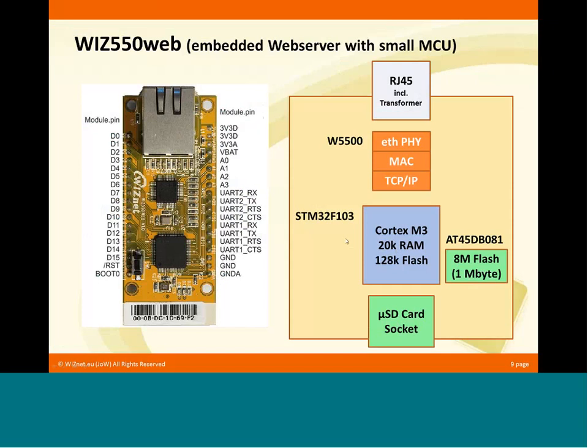And we coded a small application on this Cortex-M3, and we make use of the W5500 chip with Ethernet PHY, MAC, and the TCP/IP engine. So that's the 3-in-1 chip. Of course, connected with an RJ45 for the Ethernet.